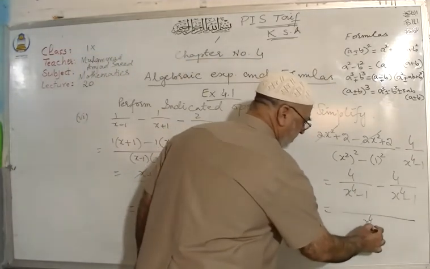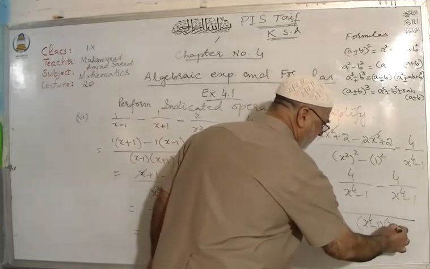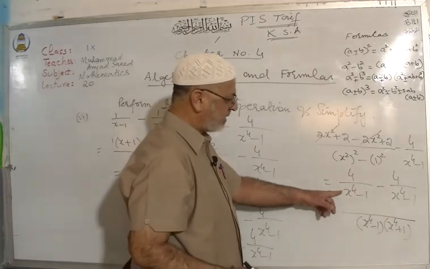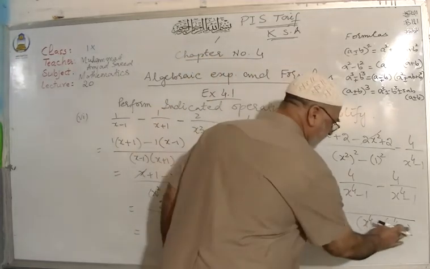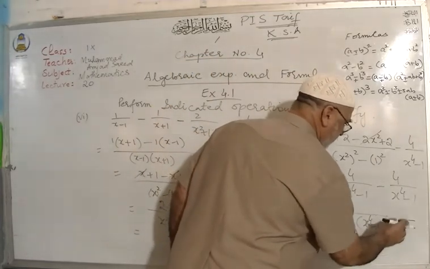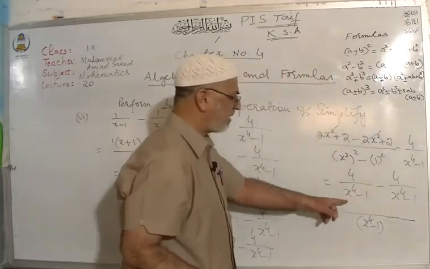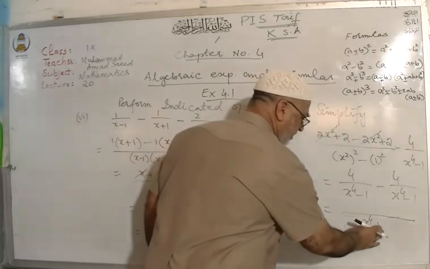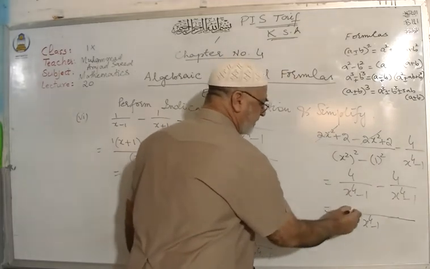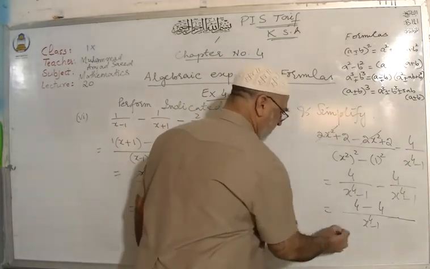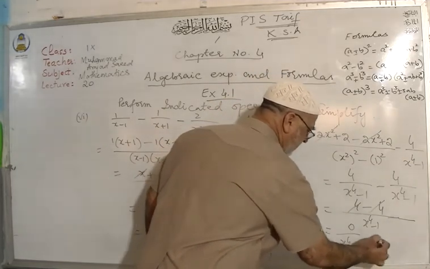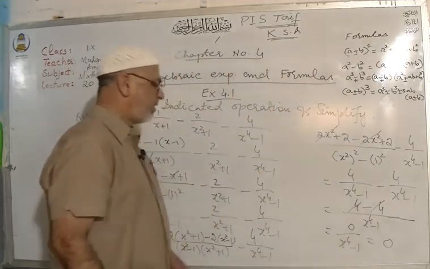Take LCM. X 4 minus 1, x 4 plus 1. This is cancelled with this one. Oh, sorry, this is negative. So we will take 1 as LCM. Okay, x 4 minus 1, they are same, taken as 1. Okay, this is cancelled with that, 4 minus 4. 4 minus 4 cancelled out, 0 over x 4 minus 1. 0 over something is equal to 0, that is your answer.